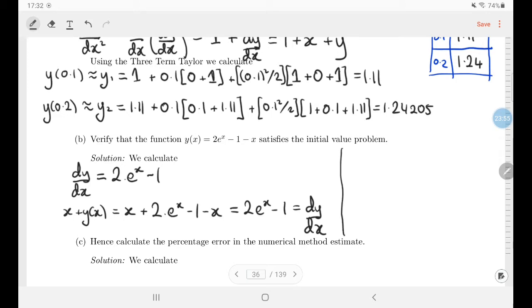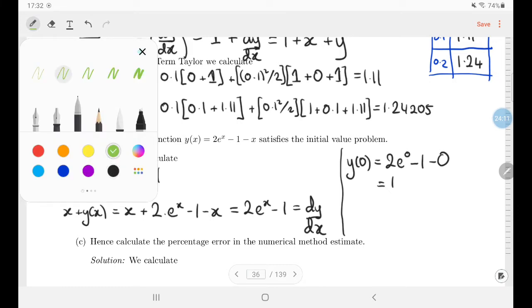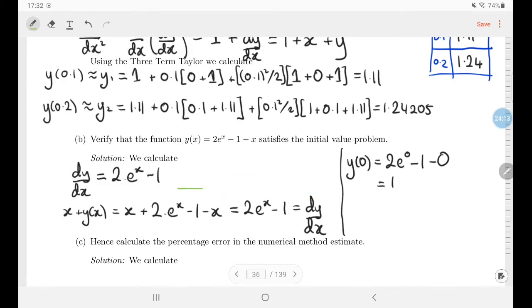What about the initial value? Well, y of 0: substitute in 0 into this, we get 2e^0 minus 1 minus 0. Remember, you can always pause these videos. e^0 is 1, 2 times 1 is 2, 2 minus 1 is 1. So that all checks out. So the solution of this initial value problem is this function. A good question is, can there be multiple solutions? In general, basically no.